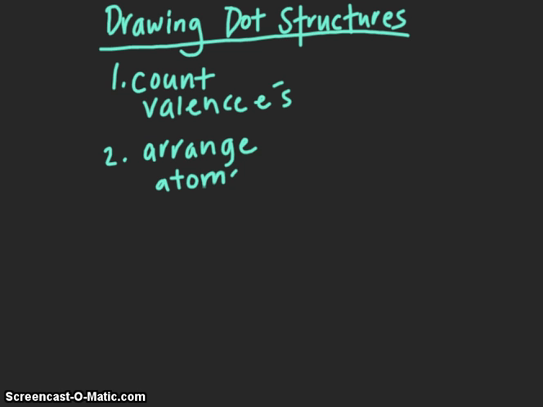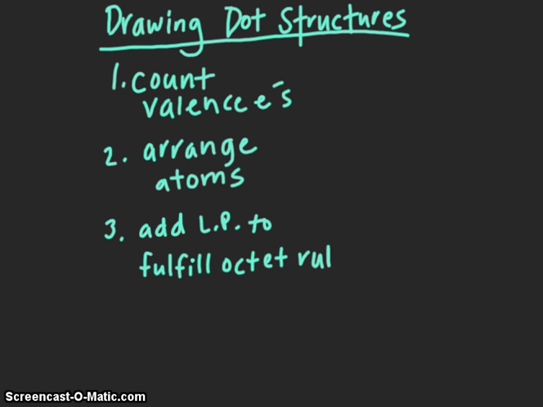Step two, you're going to arrange your atoms. Now in general, we like the arrangement to be symmetrical. You're going to put bonds between them and if possible, put the carbon in the middle. Step three, to all the atoms in your drawing, you're going to add lone pairs so that they fulfill the octet rule.